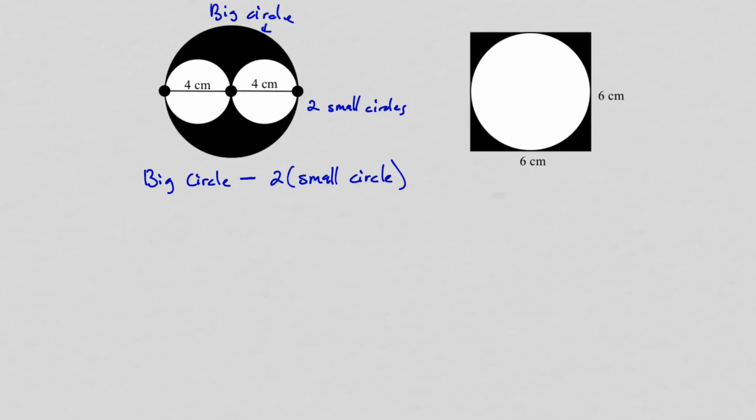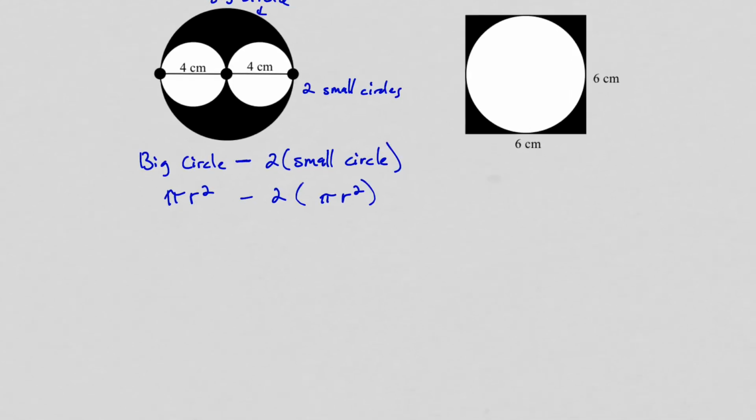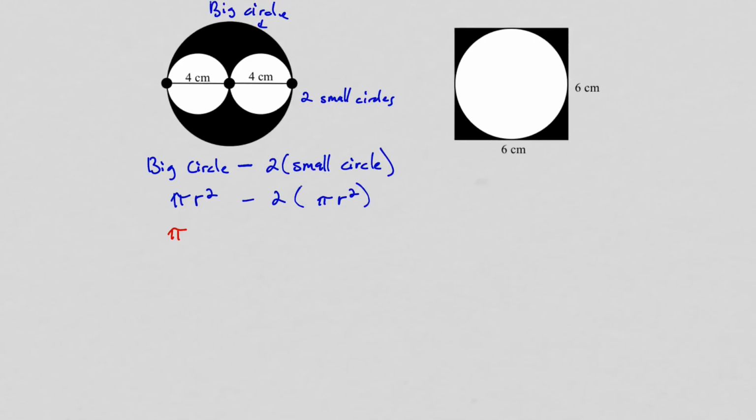Okay, so we know area equals pi times radius squared, so this is pi times radius squared minus 2 times pi times radius squared of the smaller circle. So we're going to do pi times, the big circle has a radius of 4. Look at the big circle, it's from the center to the edge. This is R for the big circle. So this is going to be 4 squared.